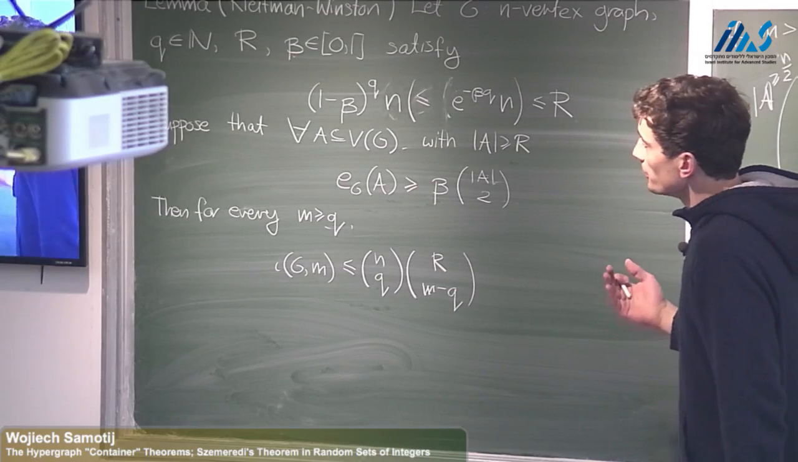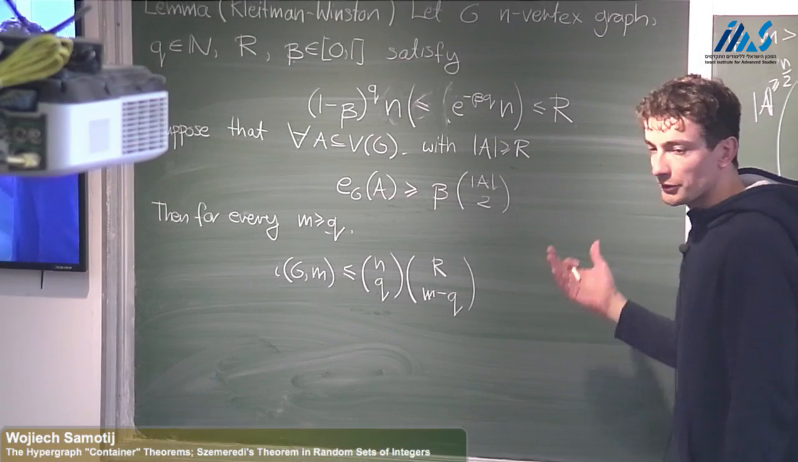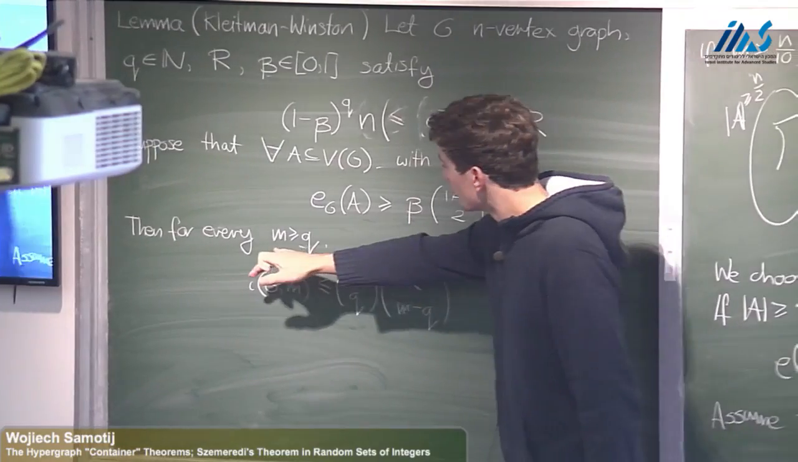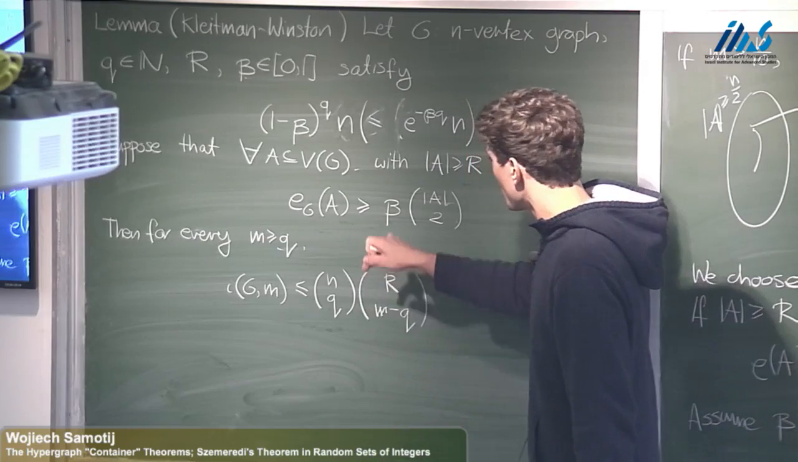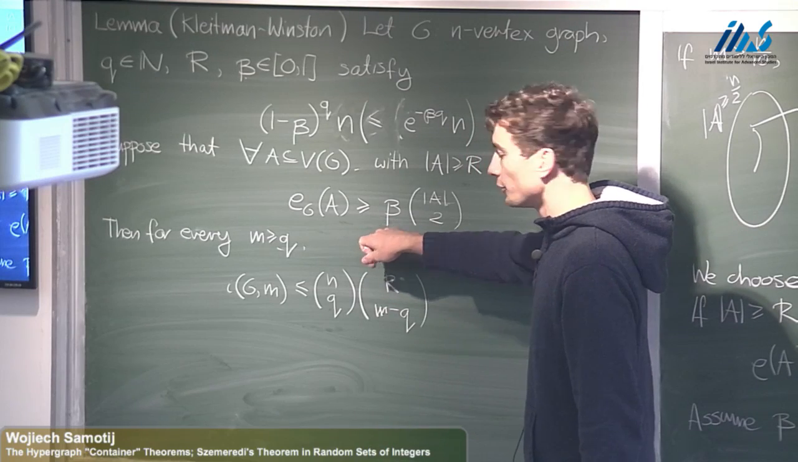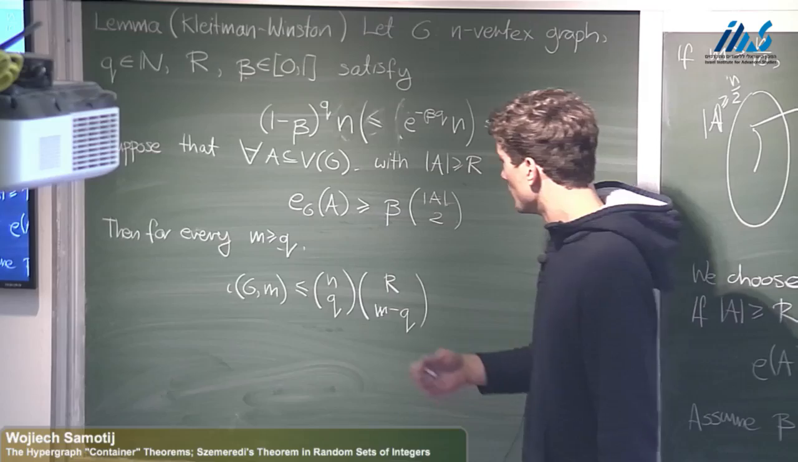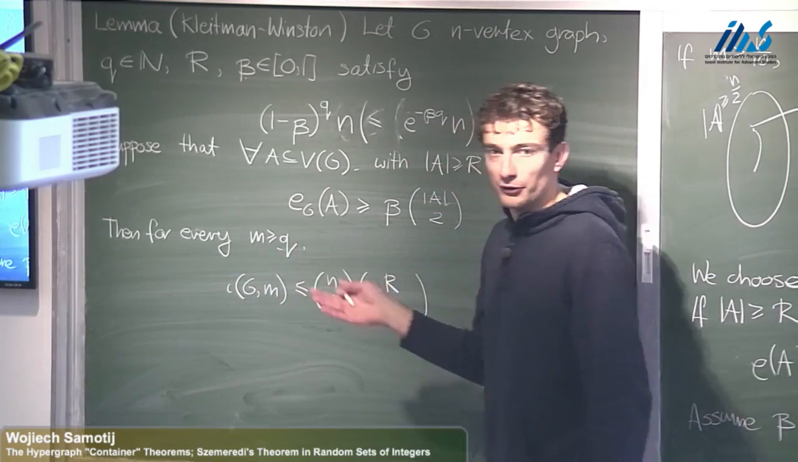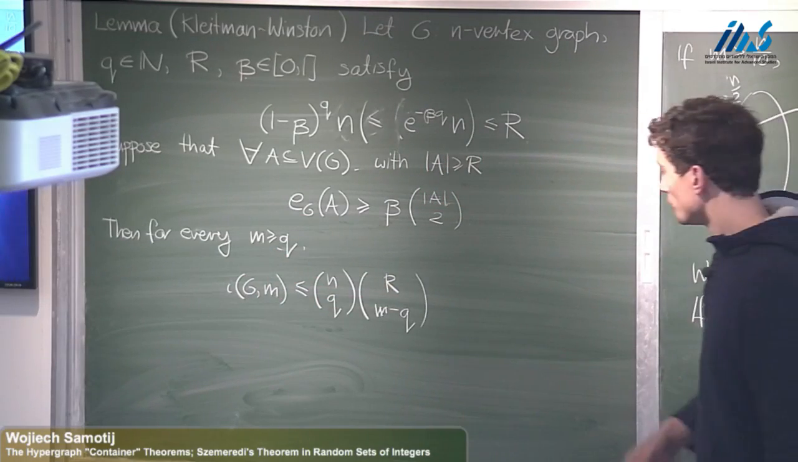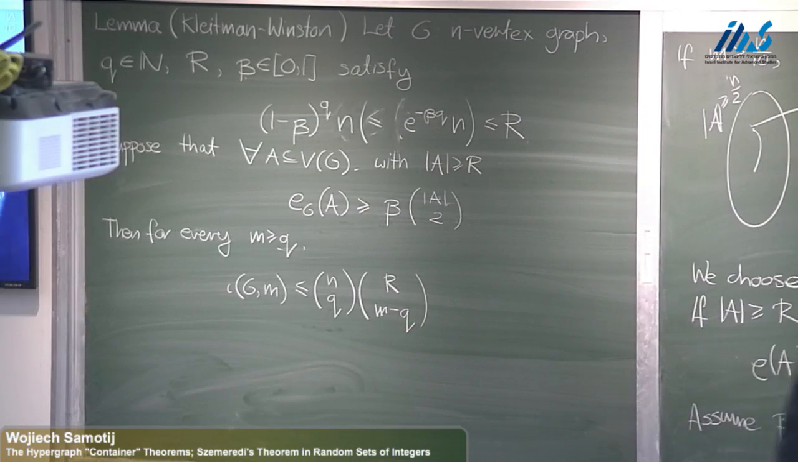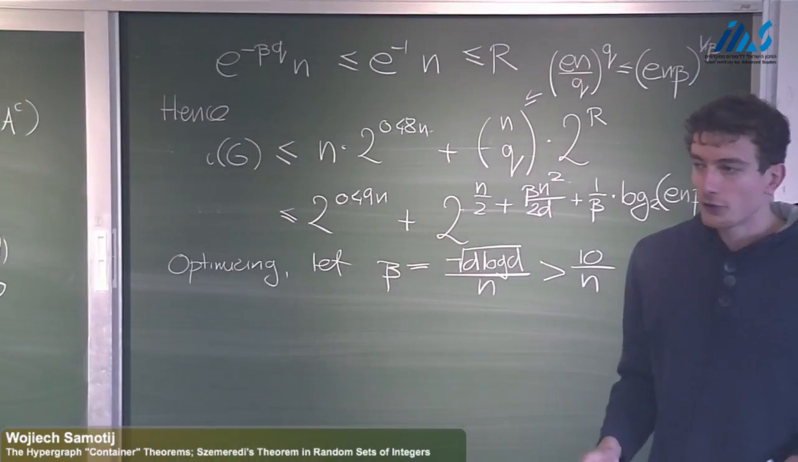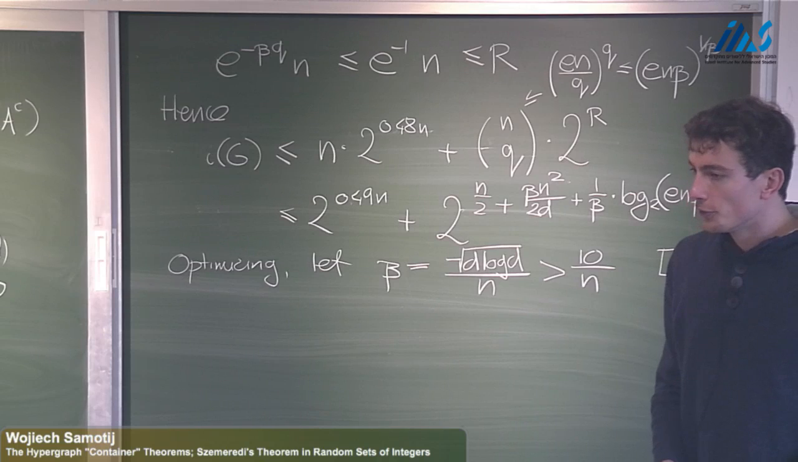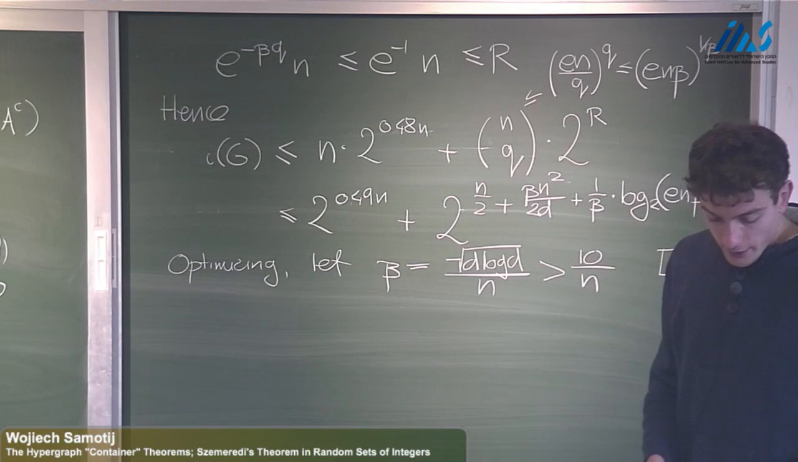But Q cannot be too large, so we cannot take beta too small, because we're only able to count sets which have size at least Q. So that's why we need to choose beta of order at least roughly 1 over n, so that Q is still much smaller than n over 2. And we conclude this bound. The rest is just a fairly simple calculation. Okay, so this closes what we started on Monday.